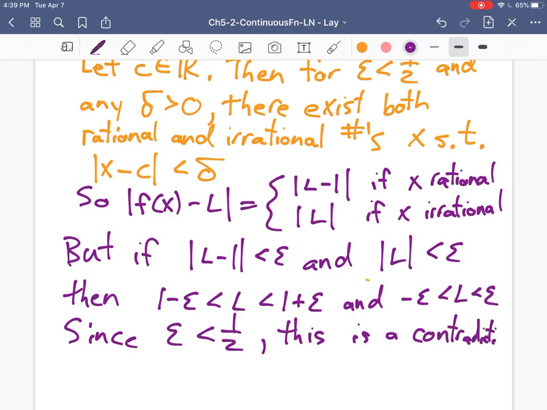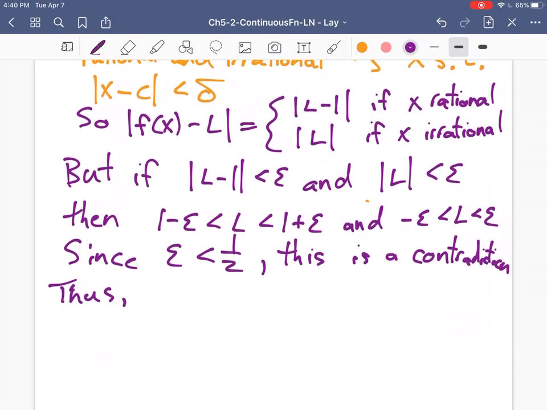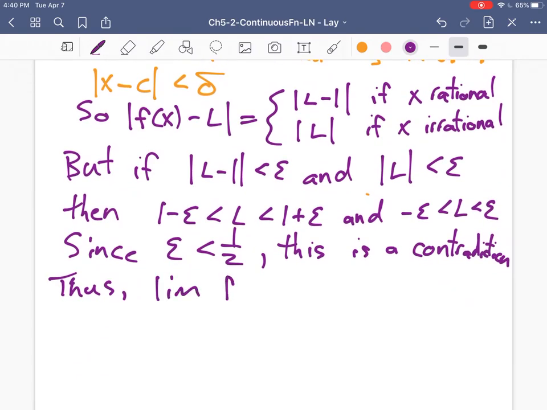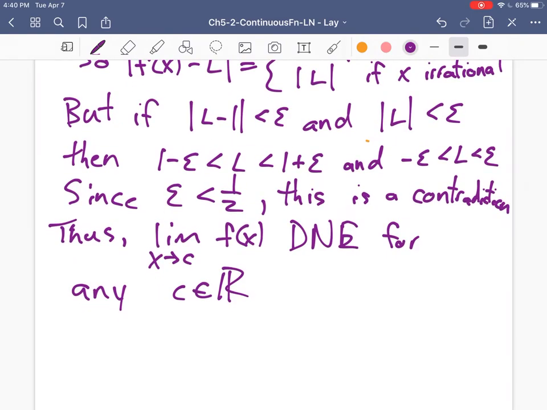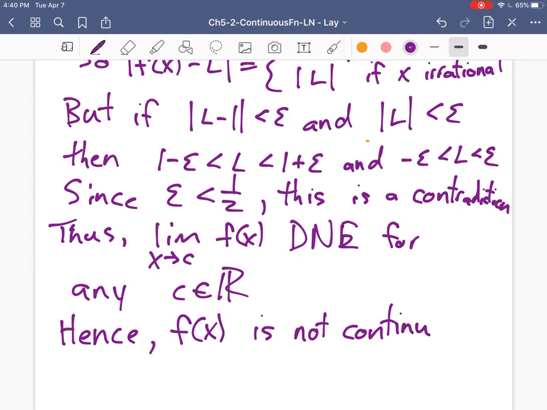Thus, the limit of f(x) at c does not exist for any real number c in R. And then what can we say about continuity? f(x) is not continuous at any real number.